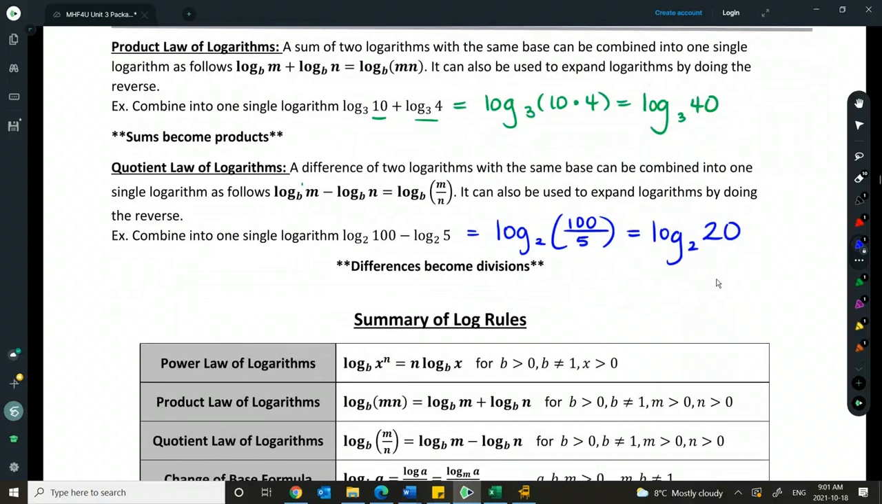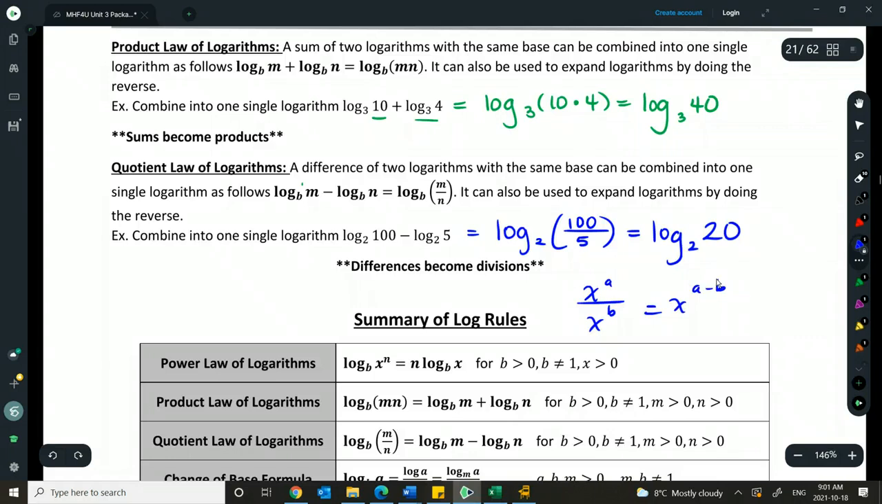And again, this sort of comes from that exponential law that if I am dividing two like bases, I keep the base and subtract the exponent. So subtractions become divisions. Divisions, when we're looking at exponent laws, become subtractions. So it's relating back to those exponent laws that we know.